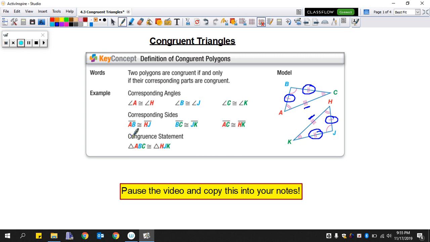So the congruency statement is that triangle ABC is congruent. This is the congruent symbol. It's an equal sign with a tilde up on top of it. Anyway, triangle ABC is congruent to HJK. And the reason for that is that A goes to H, B goes to J, and C goes to K. All right, so pause the video and copy this definition down.